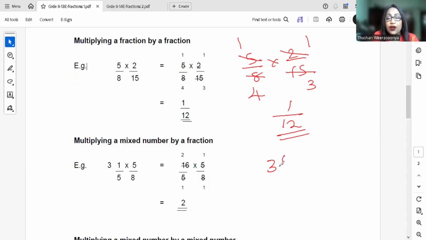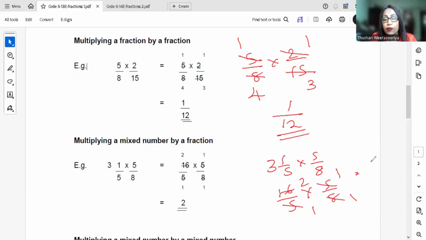Next one, multiplying a mixed number by a fraction. 3 and 1 over 5, multiplied by 5 over 8. Now the first step, when you have a mixed number, convert it into an improper fraction. That is 16 over 5 into 5 over 8. Then 5 you can cancel. 8 times 1, 8 times 2. On top you get 2, bottom 1. That means the final answer is 2. Got it?